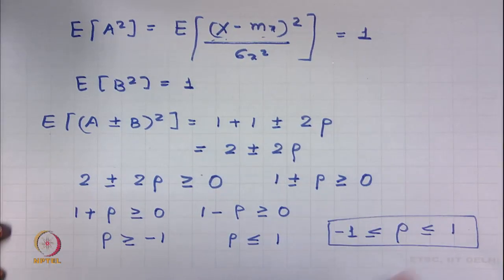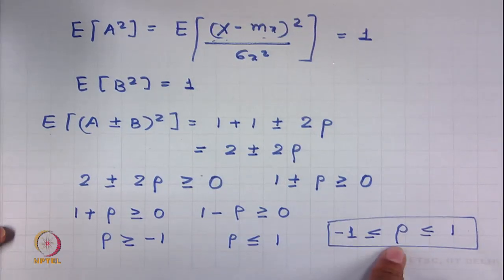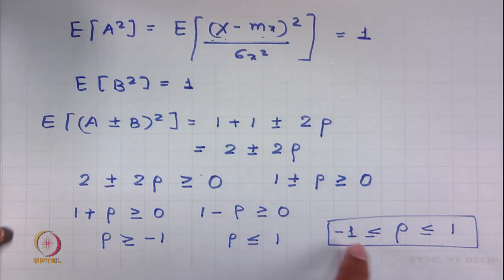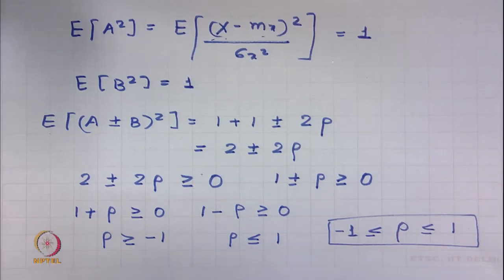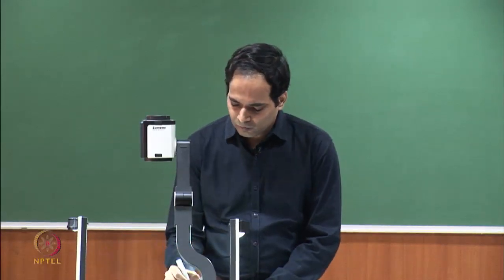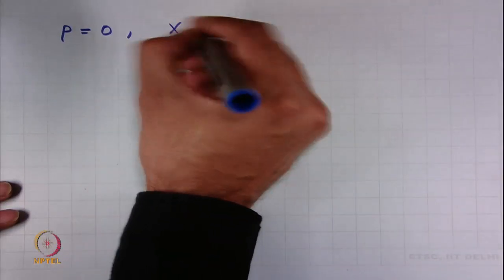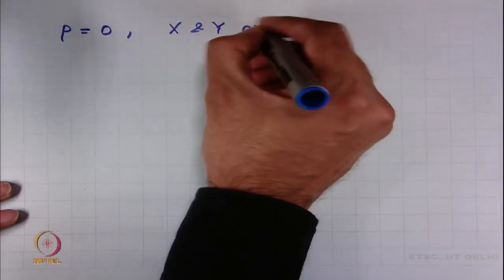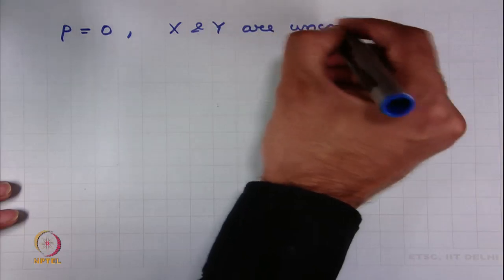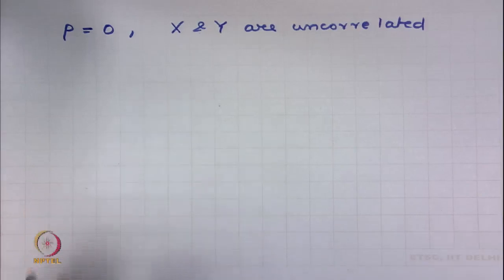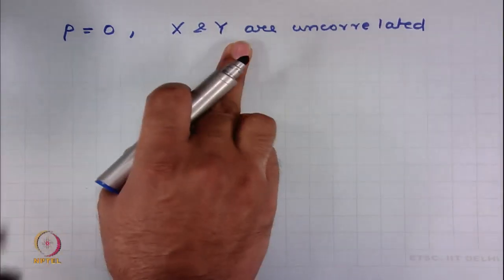All right. So, this is some kind of a normalized metric because its values only lie between minus 1 and 1. So, if rho is 0, what can we say about this? If rho is 0, then x and y are uncorrelated. Rho 0 means the covariance of x and y is 0, that means x and y are uncorrelated.